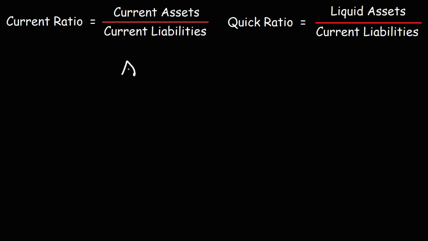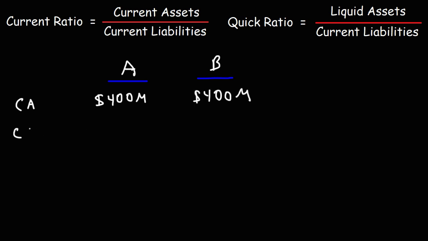So now let's focus on the current ratio. And let's use two companies to illustrate an example. So let's say for company A, the current assets are 400 million. And for company B, it's going to be the same, 400 million. Now let's say that the current liabilities for company A is 200 million. And for company B, it's 800 million.